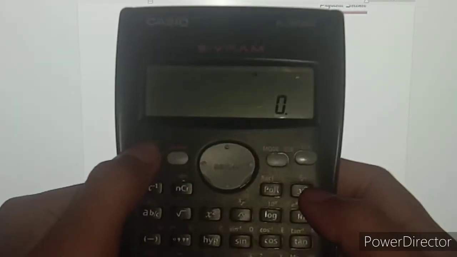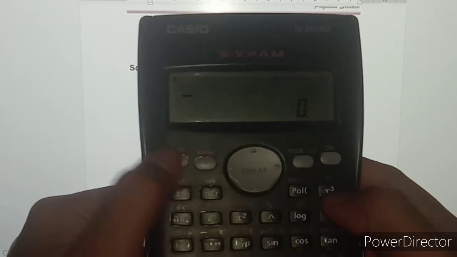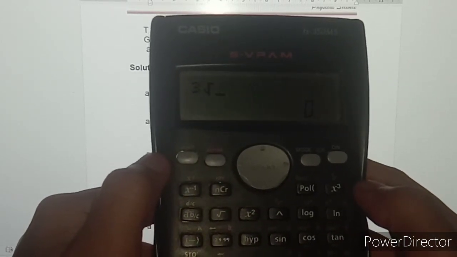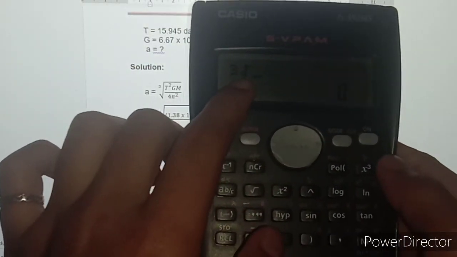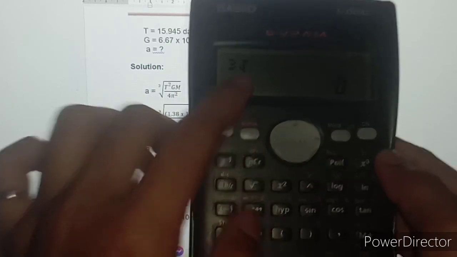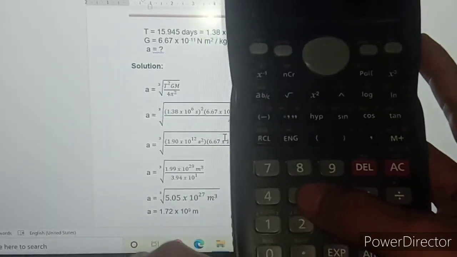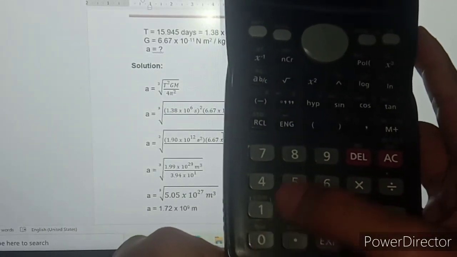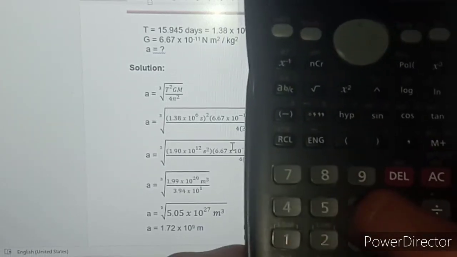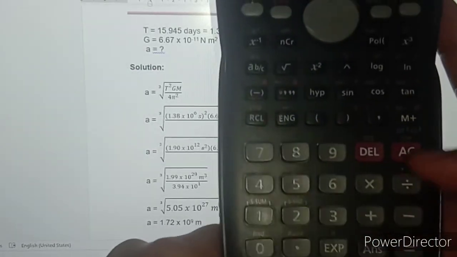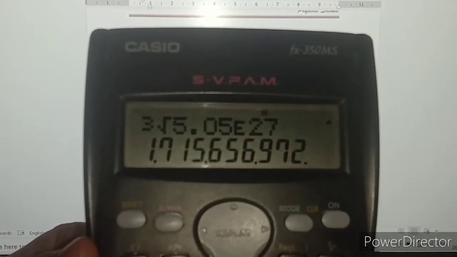So, if you're going to use calculator, you need to click Shift X3. Alright? And then, magfo-form na siya into cube root. Alright? And then, click lang natin or i-type lang natin yung mismong value natin. So, we have 5.05 times 10 raised to 27. So, ang magiging sagot natin is, ayan, naka-whole number siya.